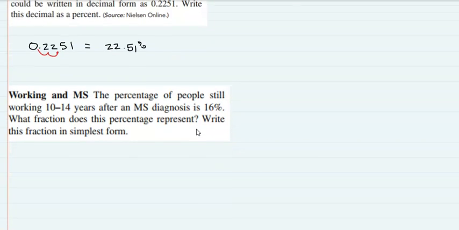All right, the next one is the percent of people still working 10 to 14 years after an MS diagnosis is 16%, and they want to know what fraction this represents. So this is just a conversion problem. 16% is 16/100ths. 16 has a 4 in it, and so does 100. You could also use prime numbers to divide these out, but I find it faster to just find a common factor. So you get 4/25ths. That's the simplest form.